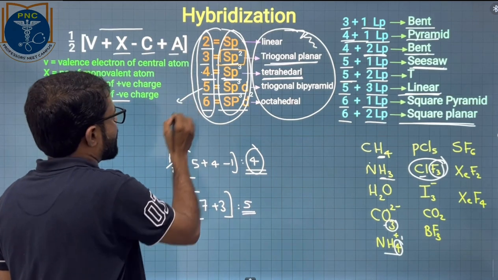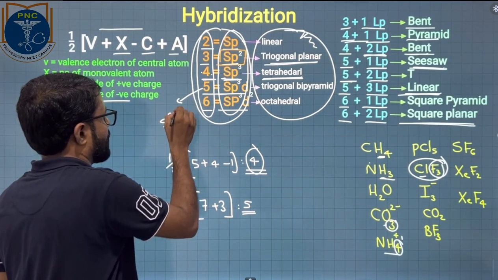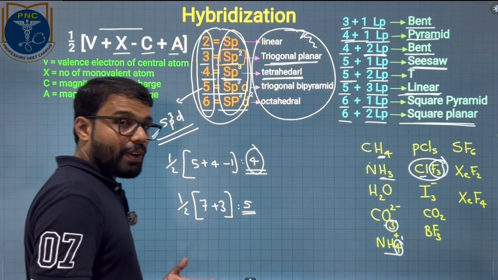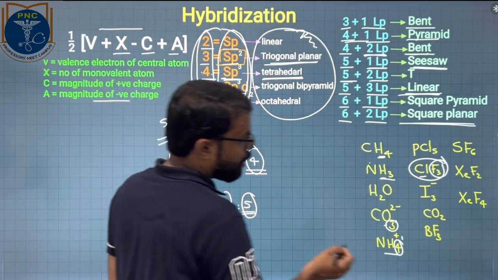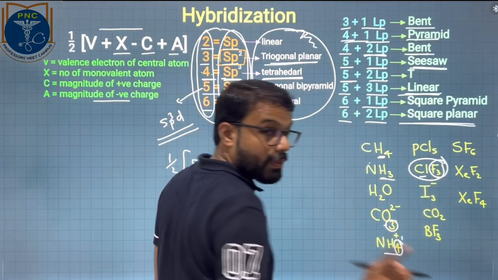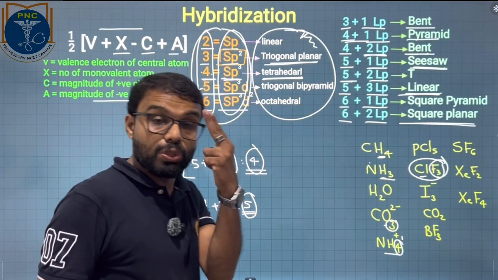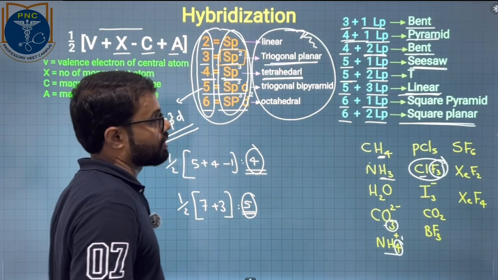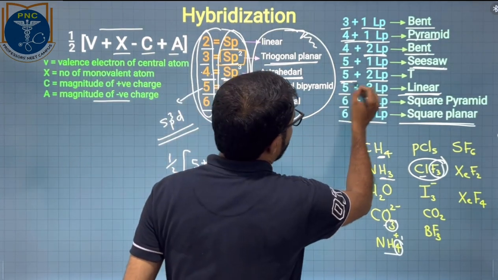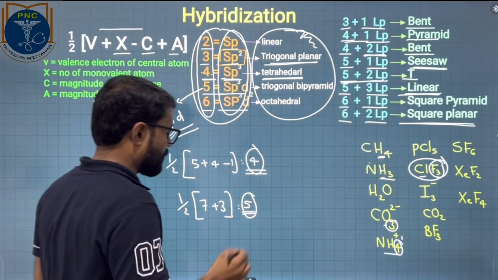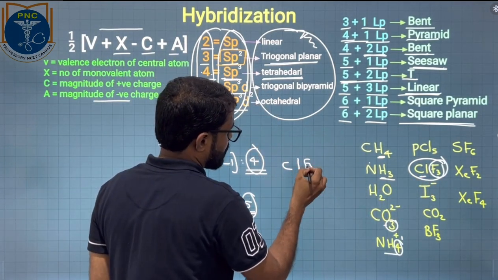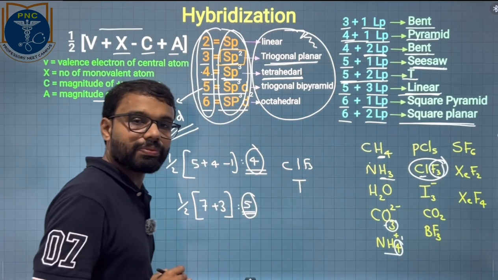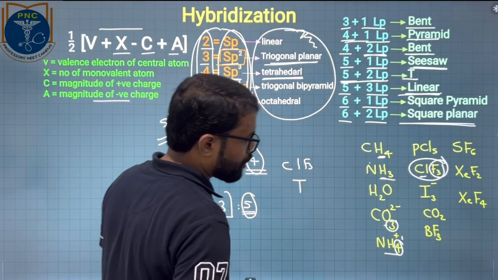If it is 5, the hybridization is sp3d. Now we have to find out the shape. For this, what number did we get? 5. 5 we got, but the peripheral atoms are only 3. That is the difference, 2. So 2 lone pairs are present there. So 5 plus 2 lone pairs. T shape. So this molecule ClF3 shape is what? T. Okay.